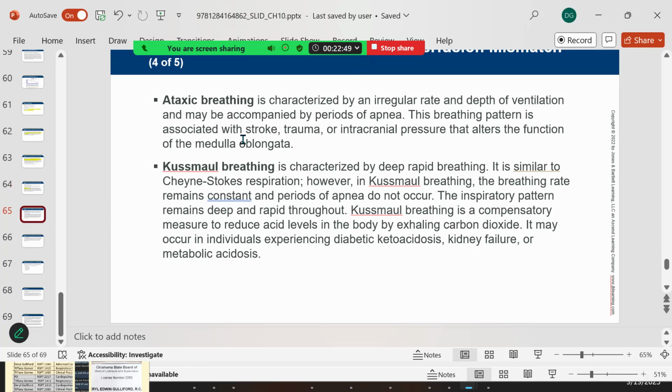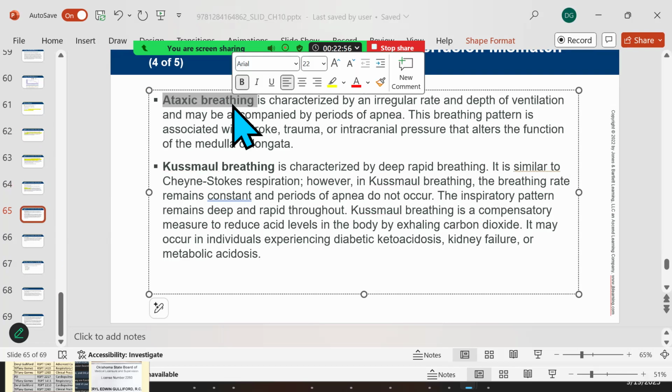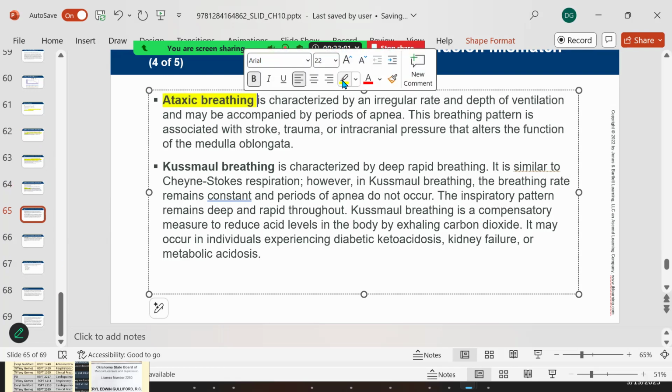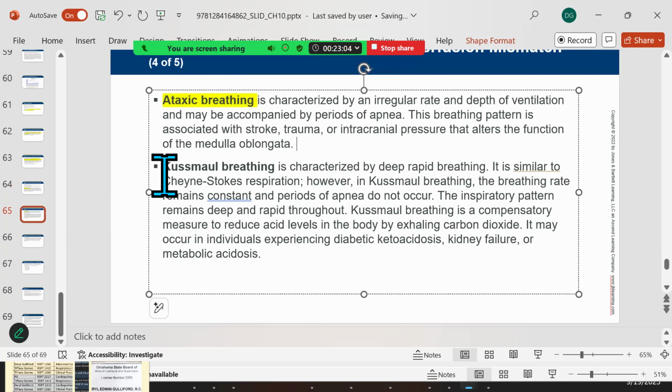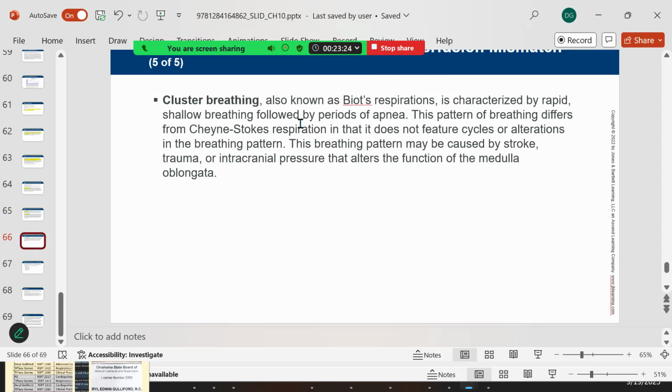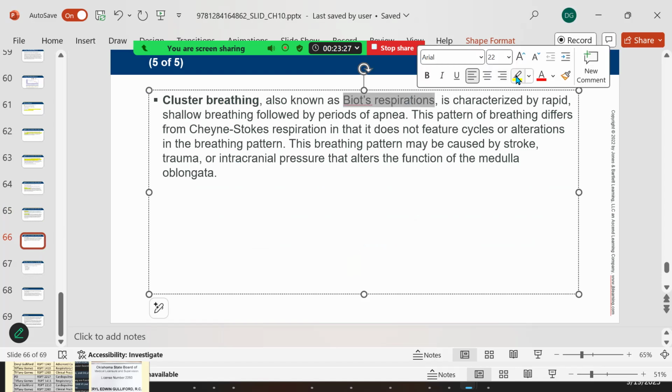Okay, ataxic. What they're doing here is describing all those pictures that we found earlier. Ataxic, irregular rate and depth, often associated with stroke or trauma. Kussmaul's is the rapid, deep breathing, and the patient's breath smells fruity, or some people say like acetone, like nail polish remover, and that's because of the ketones in the patient's breathing, and that is very commonly in diabetic ketoacidosis. Cluster breathing, also known as BIOT's, that's on your board exams. Rapid, shallow breathing followed by periods of apnea.